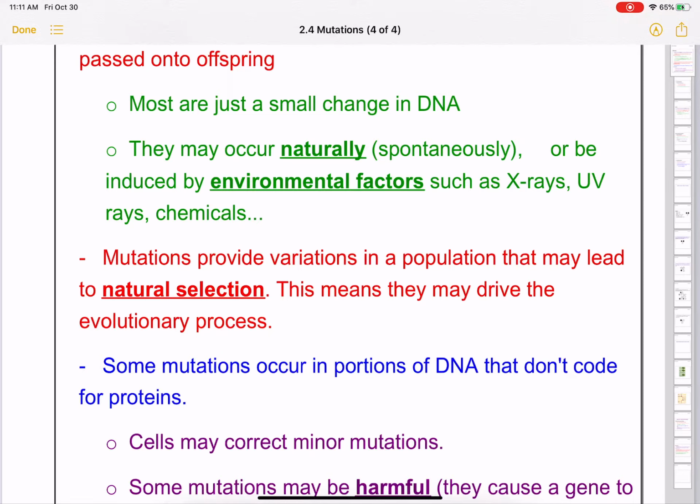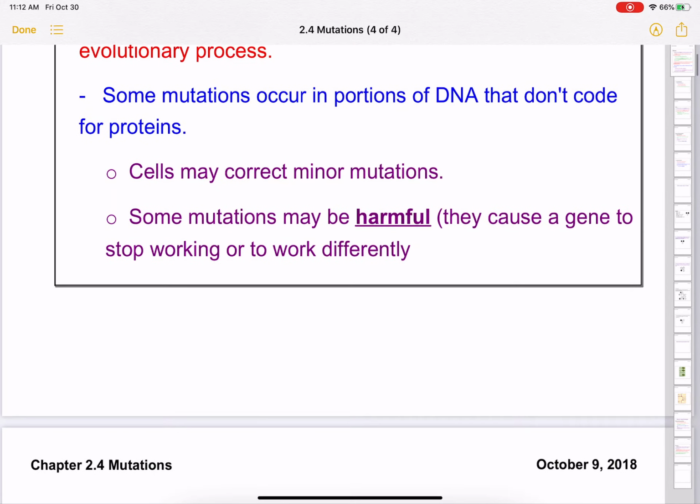Eventually, if that's a trait that's going to help you survive, then the population will start looking like that mutation. Mutations are a good thing because they cause evolutionary change, but it could also mean something that is not good for the environment, and then it probably won't be passed on because you will die off, basically. Some mutations occur in portions of the DNA that don't code for proteins, so these are not harmful. These mutations might not even show up.